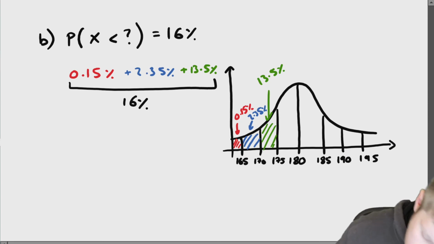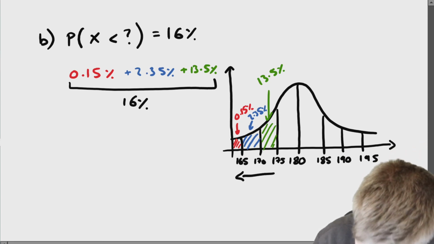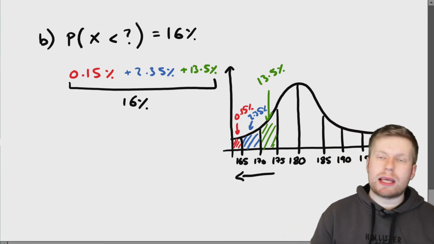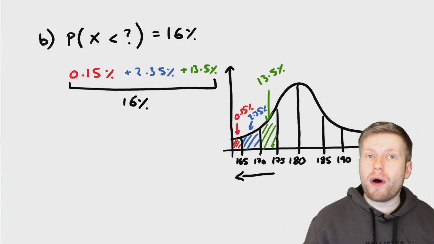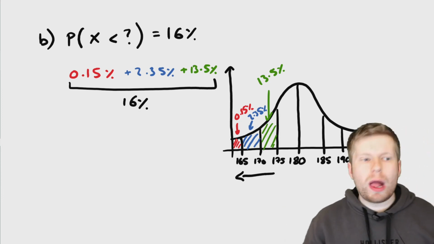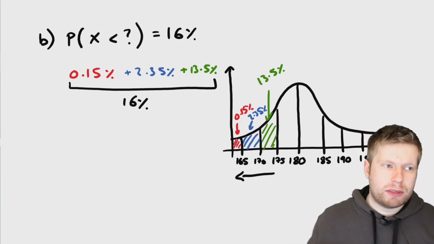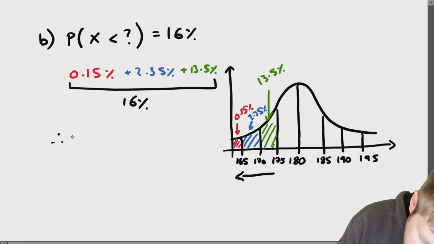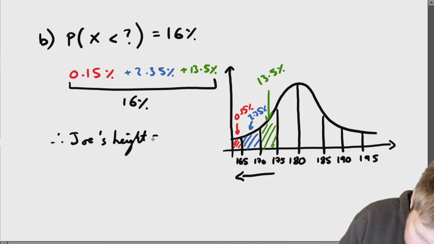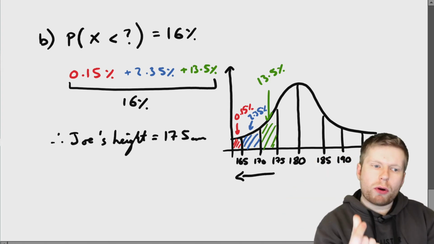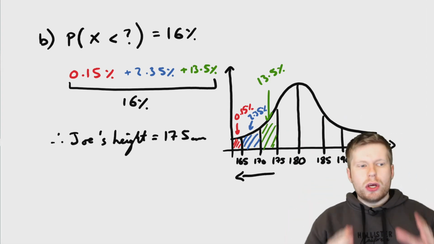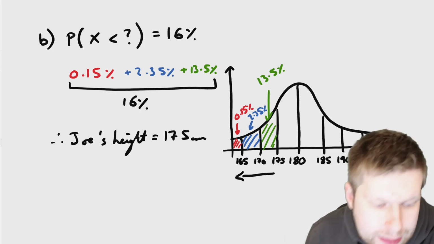So now we know that we're looking at a region which is less than 175. That means we can work out that Joe's height has got to be 175, because 16% of people have a height smaller than 175, okay? So therefore, Joe's height is going to be 175 centimeters. Hopefully that makes sense, okay? Just simply by looking at that, we know what the probability is. That means that we can work backwards to find out what Joe's height is.